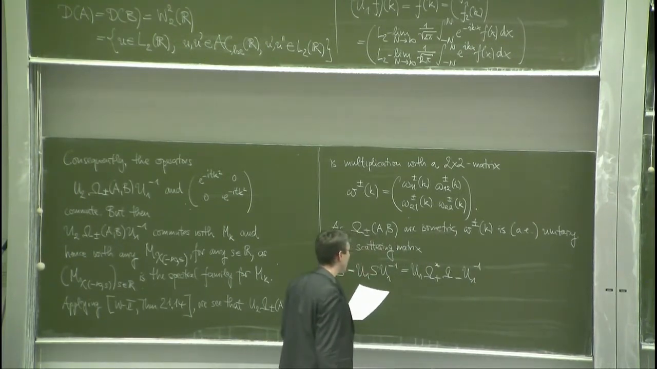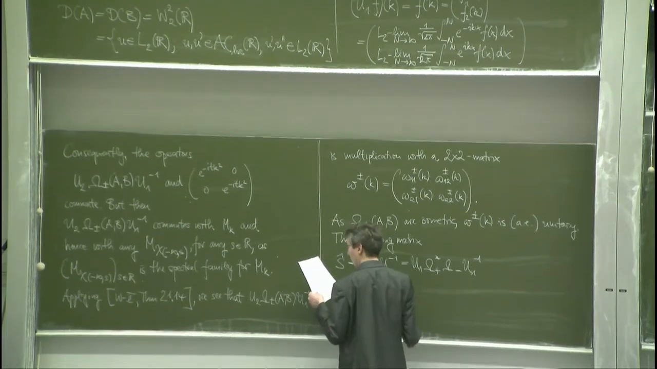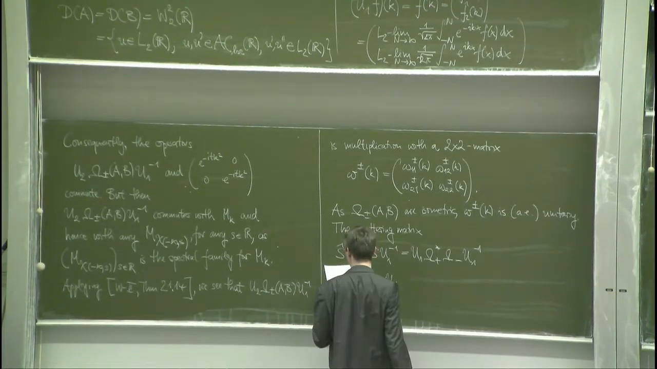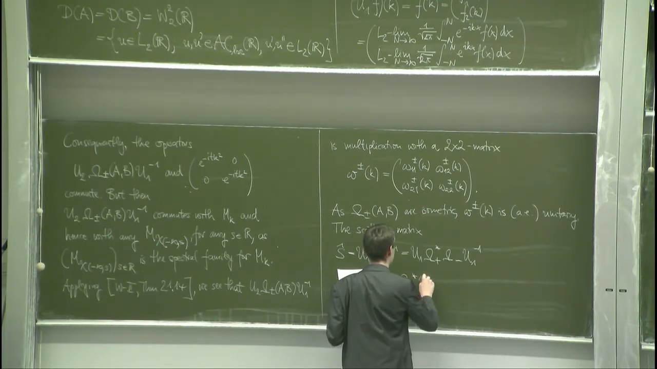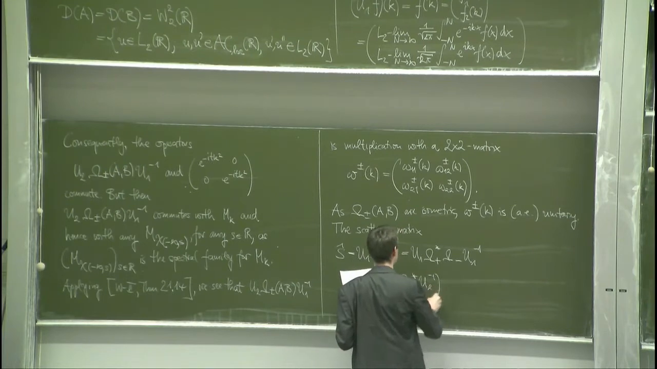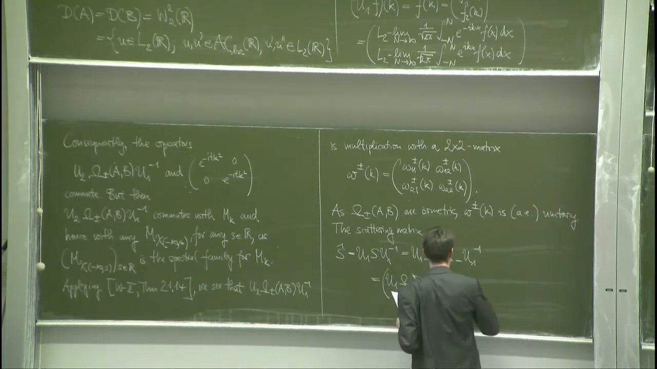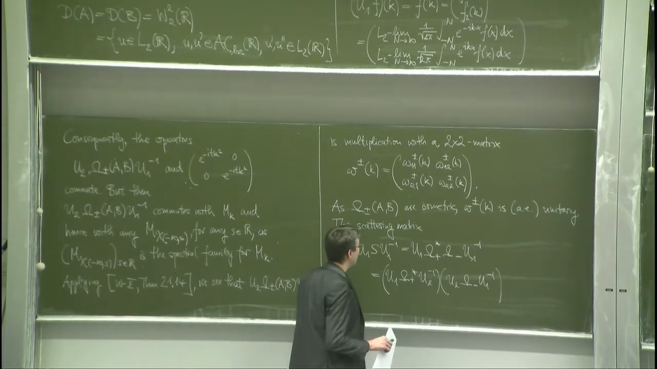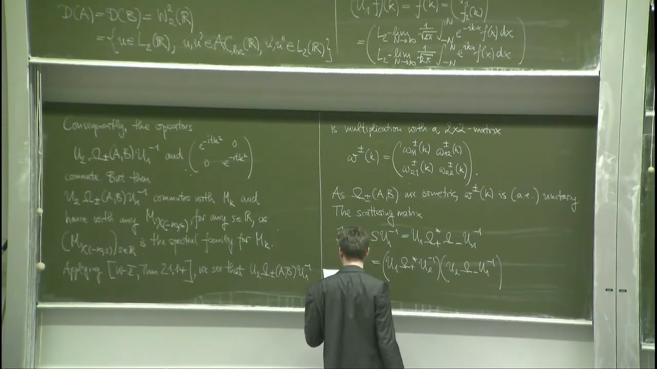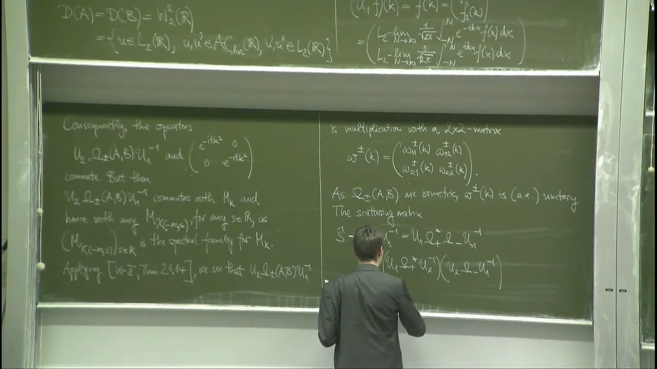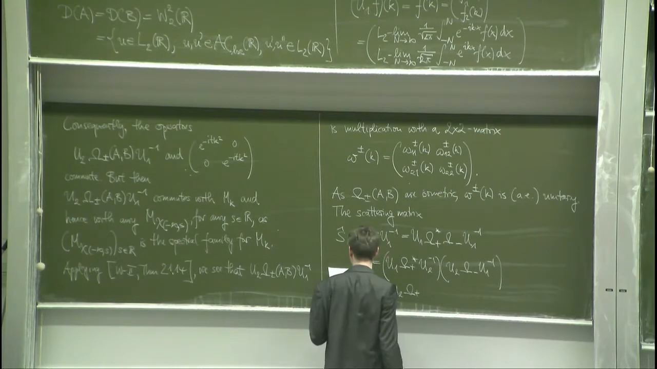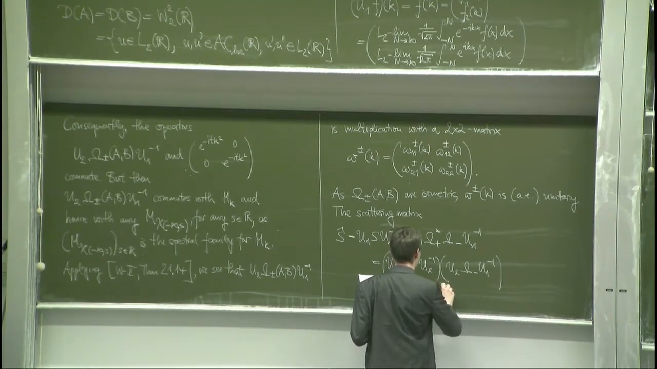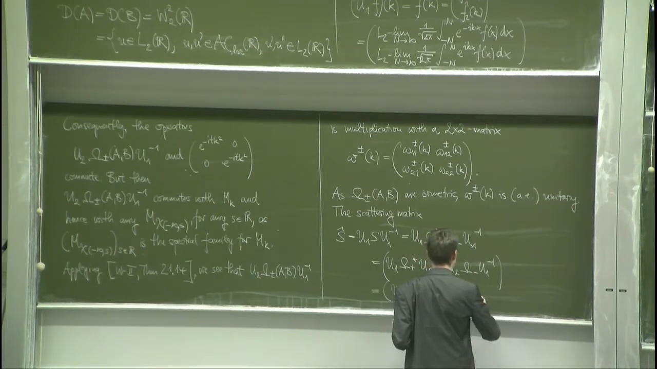This object can be rewritten in the following form. We can add in here the U2, so that we have U1, omega plus star, then I add in here U2 to the power of minus 1, and then I also need here U2 to obtain the identity, omega minus U1 to the power of minus 1. And this again can be rewritten in the following form using an adjoint operator, U2 omega plus U1 to the power of minus 1 star, U2 omega minus U1 to the power of minus 1.